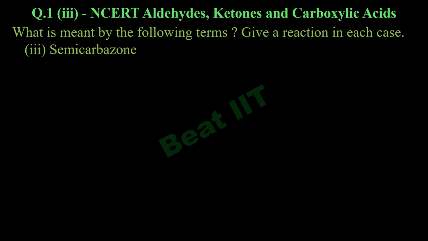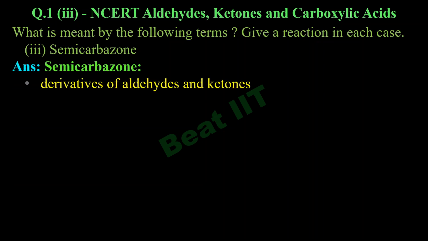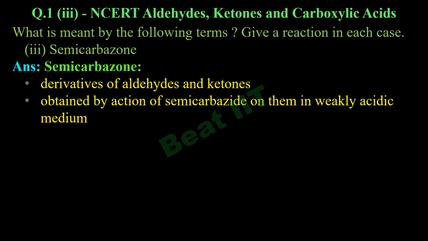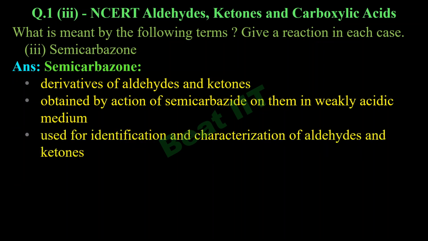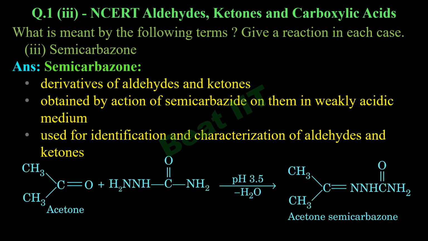Semicarbazone, very important one. Semicarbazones are derivatives of aldehydes and ketones, which are obtained by action of semicarbazide on them in weakly acidic medium, used for identification and characterization of aldehydes and ketones. So this is a very important method for identification of aldehyde and ketone. This is asked separately as well. Okay, semicarbazone, very important one.